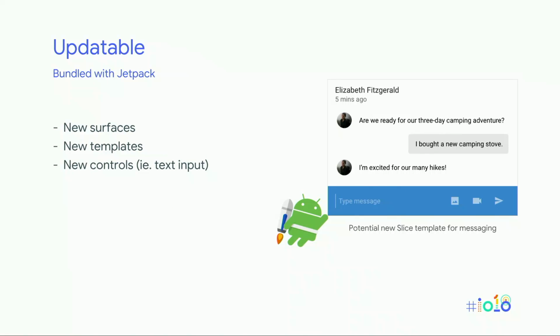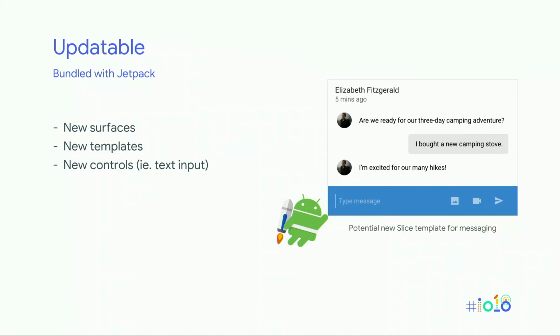Slices are bundled with Jetpack. That means that we can more frequently expand and iterate slices. That means we can add more presenting surfaces to expand your app's reach, more templates to represent your app's use cases, and more controls and components to make those slices more engaging and more powerful for users. Here's an example of a potential new messaging template that we're exploring for the future.